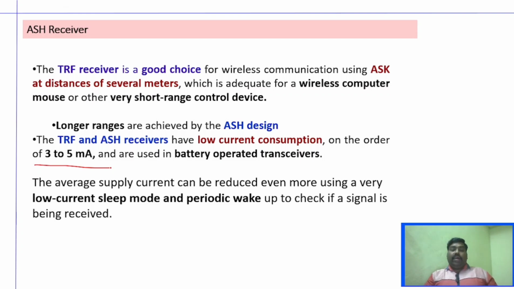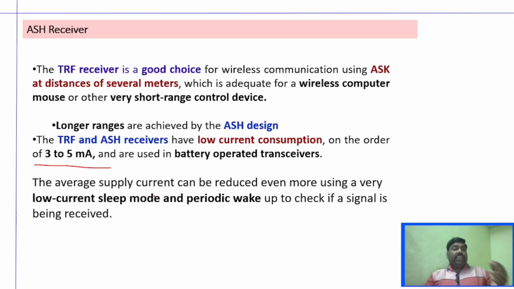And the average supply current can also be reduced for this particular receiver because they have a low current sleep mode and periodic wake ups to check if a signal is received or not. So this option of going to low current sleep mode will further reduce the average supply current that is required. So this is the greatest advantage of this ASH receiver.